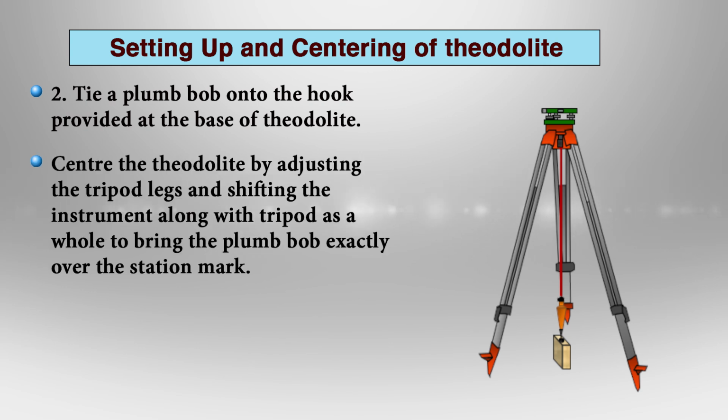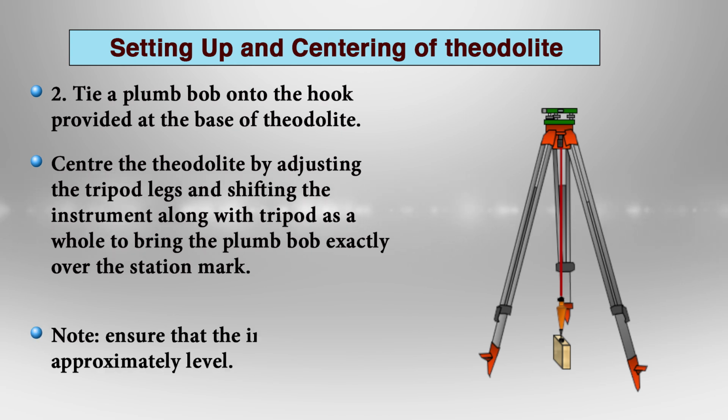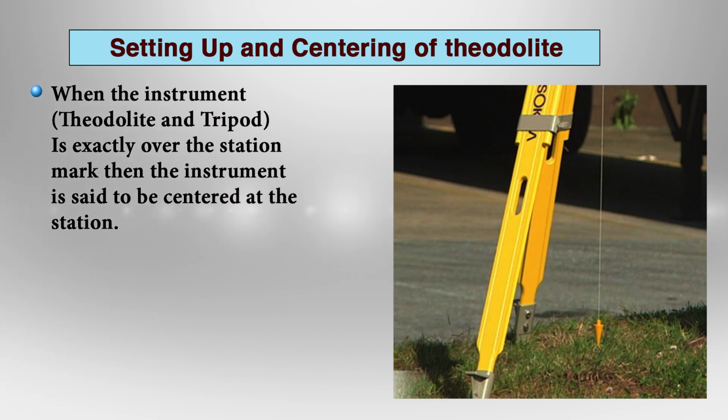The center of the theodolite is adjusted by the legs and by shifting the instrument along with the tripod as a whole, in order to bring the plumb bob exactly over the station mark. At this time, ensure that the instrument is approximately level, as this is going to save time for the next operation of leveling. When the theodolite and tripod are so placed that they are exactly over the station mark, then the instrument is said to be centered at the station.